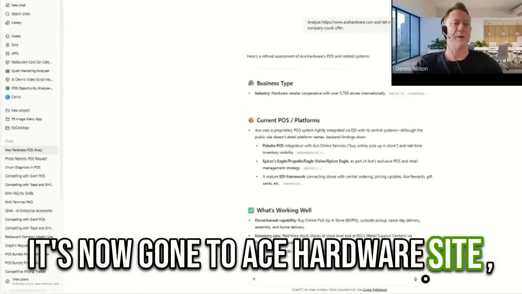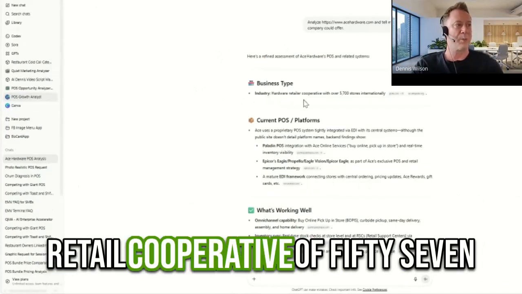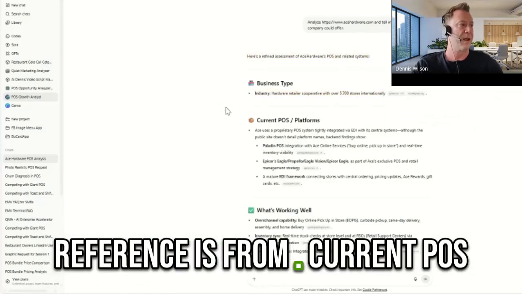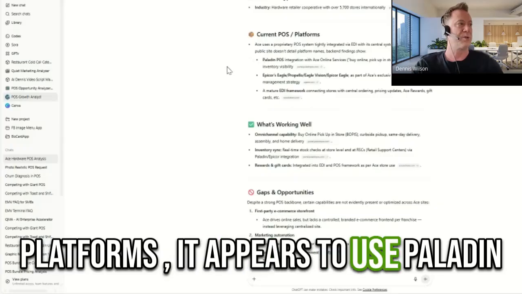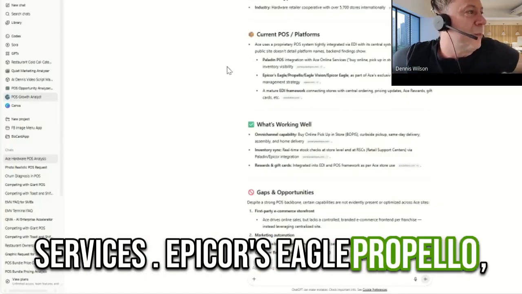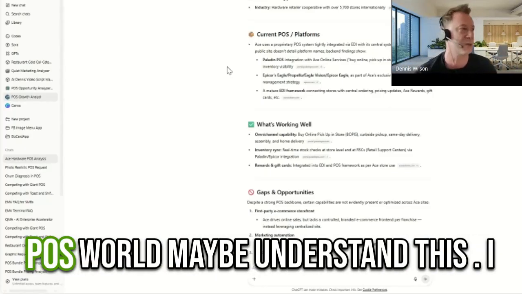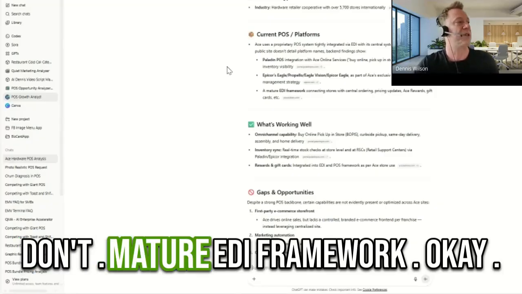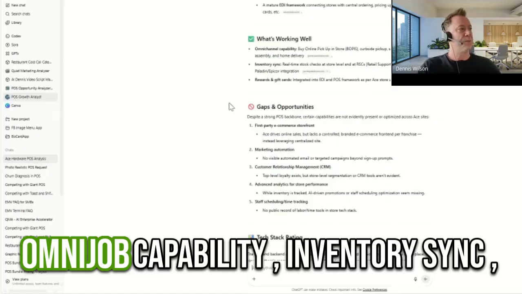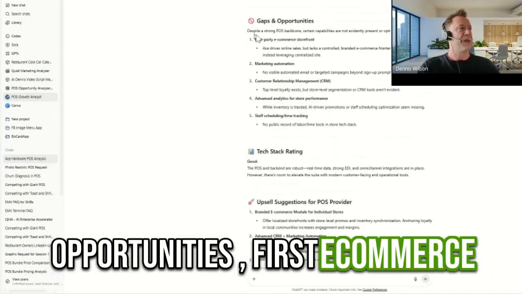So it's now gone to Ace Hardware's site, analyzed it based upon the rules, and it has said it's a hardware retail cooperative with 5,700 stores internationally, and it gives you where the reference is from. Current POS platforms, it appears to use Paladin POS integrated with Ace Online Services. Epicor's Eagle Propello, Eagle Vision, Epicor Eagle is a part of Ace's exclusive stuff. You in the POS world maybe understand this. I don't. Mature EDI framework. Okay, that's cool. What's working well? Omnichannel capability, inventory sync, rewards and gift cards.